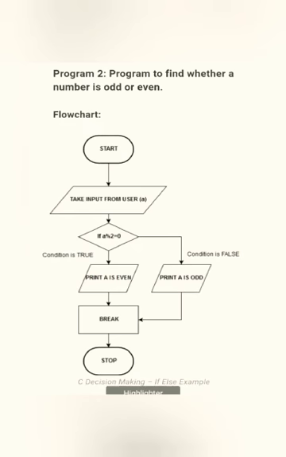Next, this is a flow chart for the program to find whether the given number is odd or even. Here we are getting an input from the user. After getting the input, here we are checking a condition. If the condition is true, "A is even" will be printed. If the condition is false, "A is odd" will be printed. After completing the if statements, it continues the execution of the other statements.